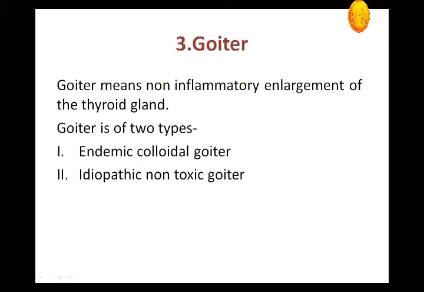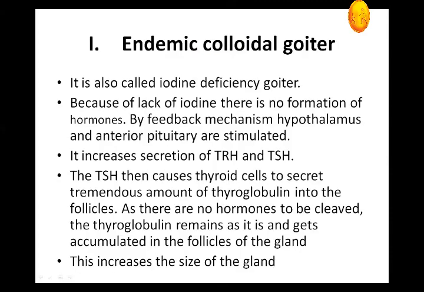Now, what happens in goiter? Goiter is due to iodine deficiency. We require more than 70 microgram iodine per day in the diet, but in this case, they may get only 30 microgram or 20 microgram iodine per day. Due to iodine deficiency, this is called endemic colloidal goiter. There is no formation of T3 and T4, yet the thyroid gland is enlarged. It is also called iodine deficiency goiter.